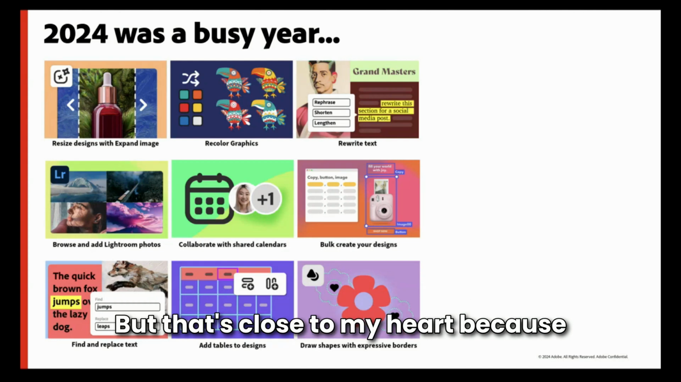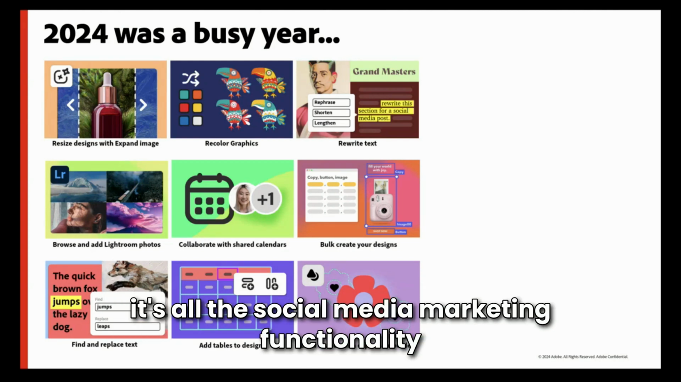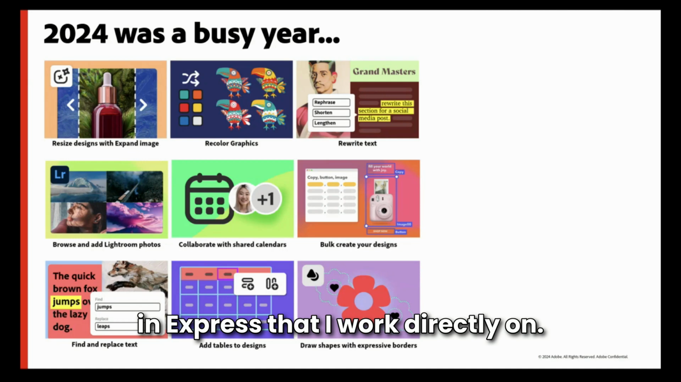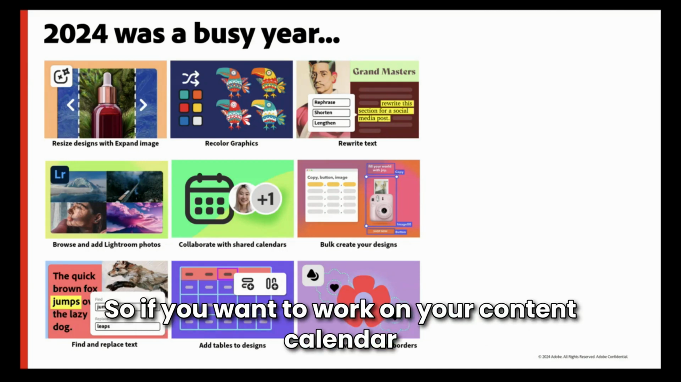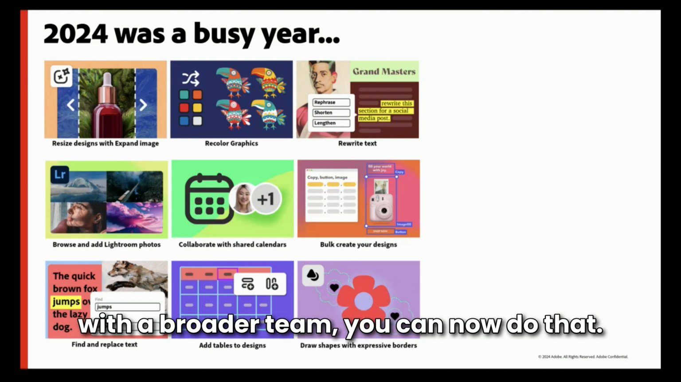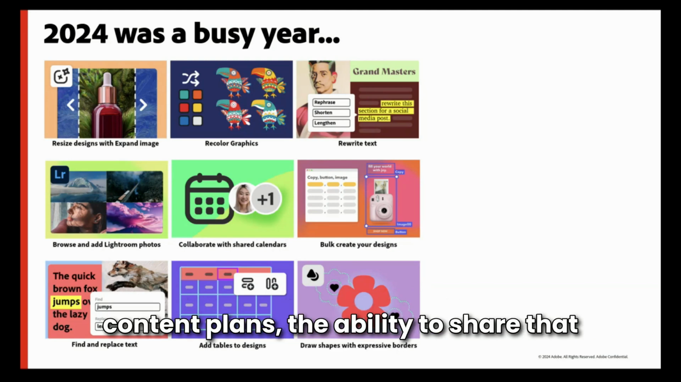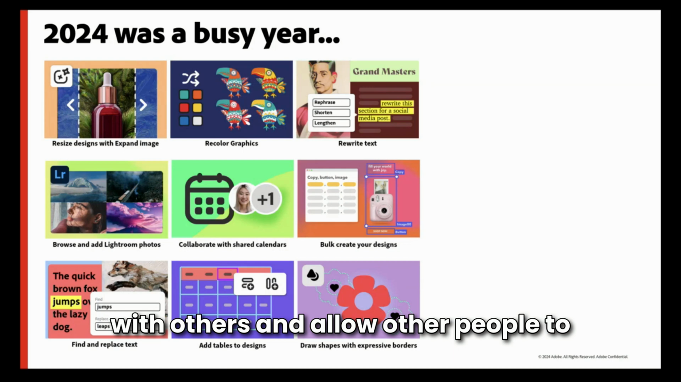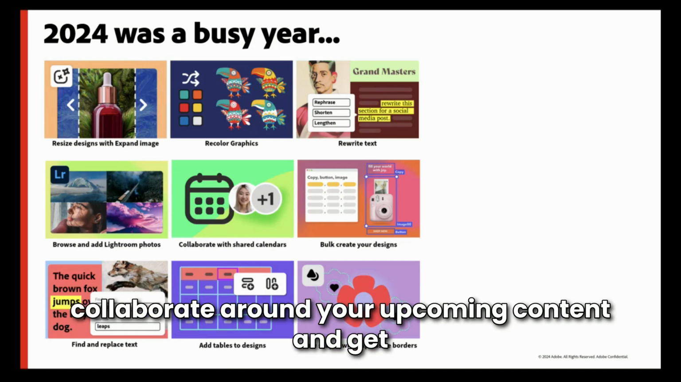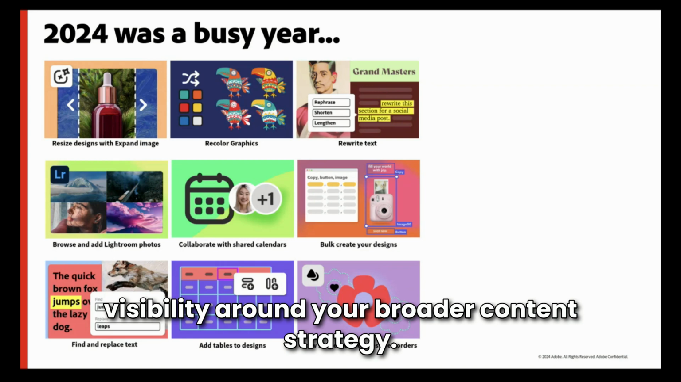Next is a bit that's close to my heart because it's all the social media marketing functionality in Express that I work directly on. So shared calendars. If you want to work on your content calendar with a broader team, you can now do that. Hugely important part of when we're building content plans, the ability to share that with others and allow other people to collaborate around your upcoming content and get visibility around your broader content strategy.